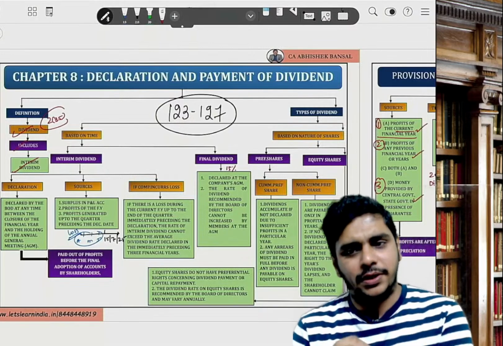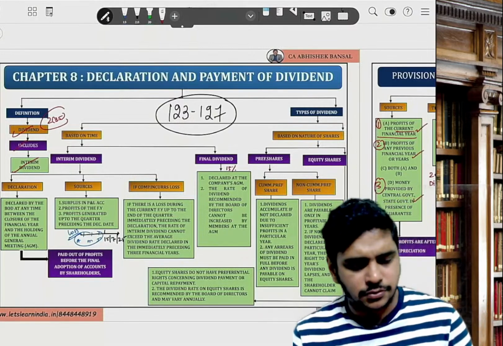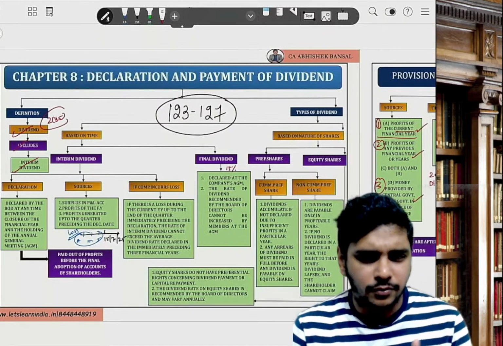Section number was 127. So we have done 123, we have done 127. We have also done 126. Abeyance also we have done.